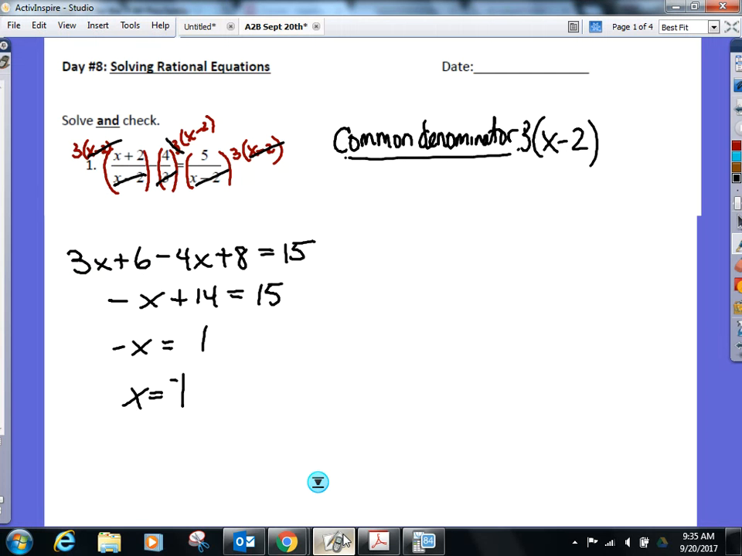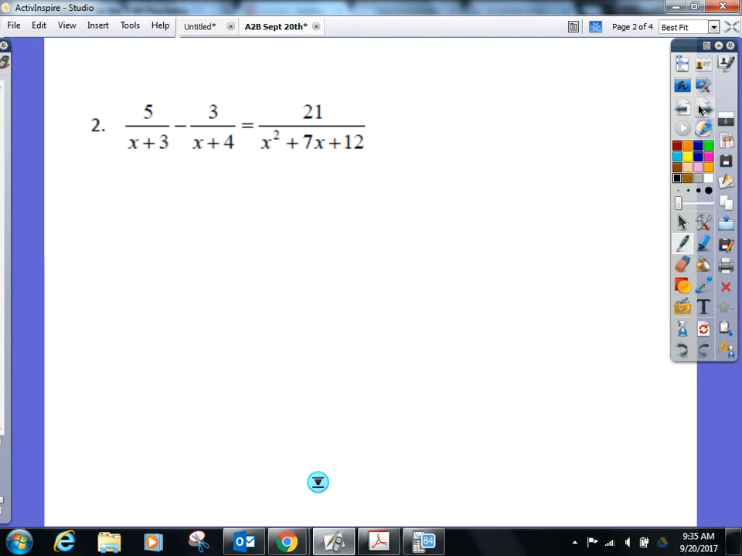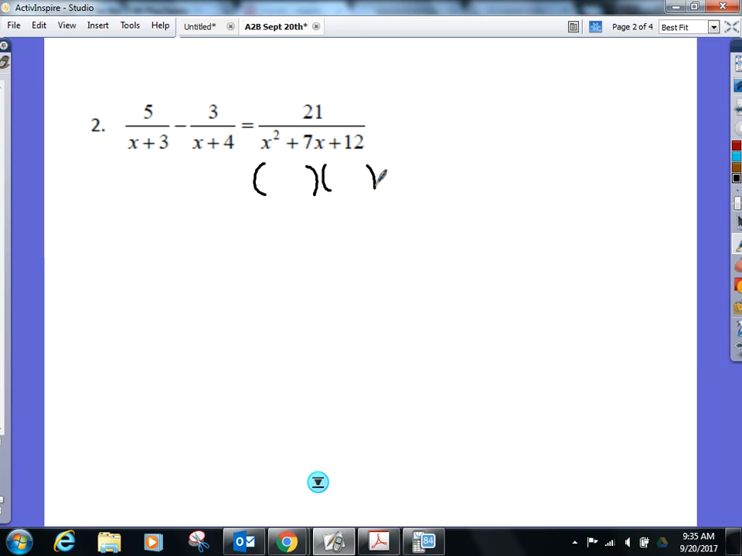Ooh, how about this one? I want to get rid of all these denominators, so we have to find a common one. Before we do, what are we going to have to do with the fraction on the right in the denominator? Factor it, yeah, so I can see all these. And what does it factor into? X plus 3, x plus 4.